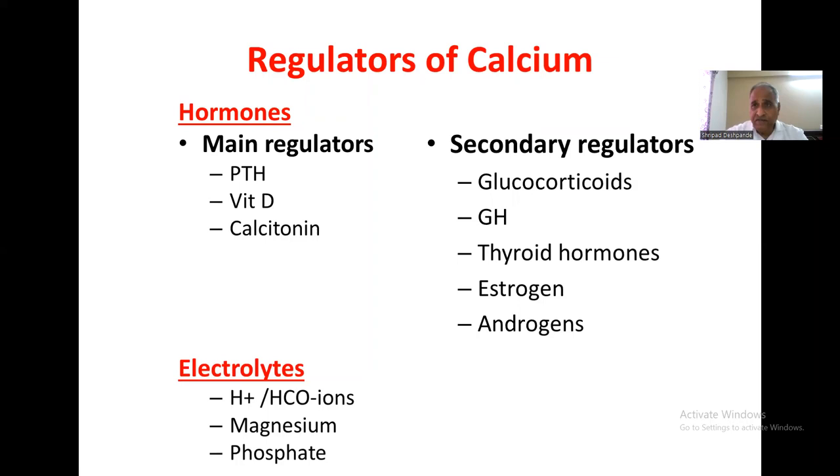And secondary regulators are the metabolic hormones like glucocorticoids, growth hormone, thyroid hormones, estrogens, and androgens. These are secondary regulators. They will also alter the calcium level in one or the other way. I will just briefly discuss these points in my next slides. And other regulators are the electrolytes.